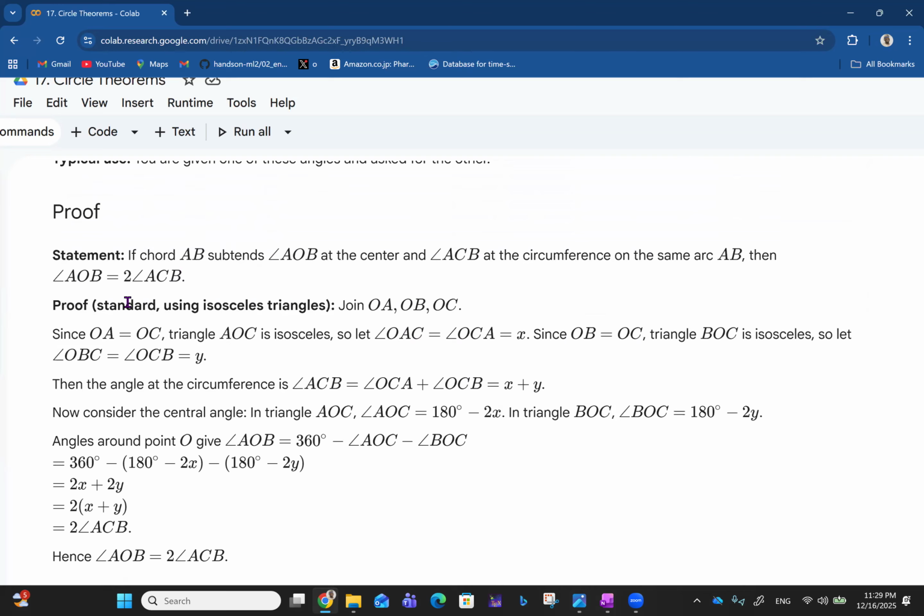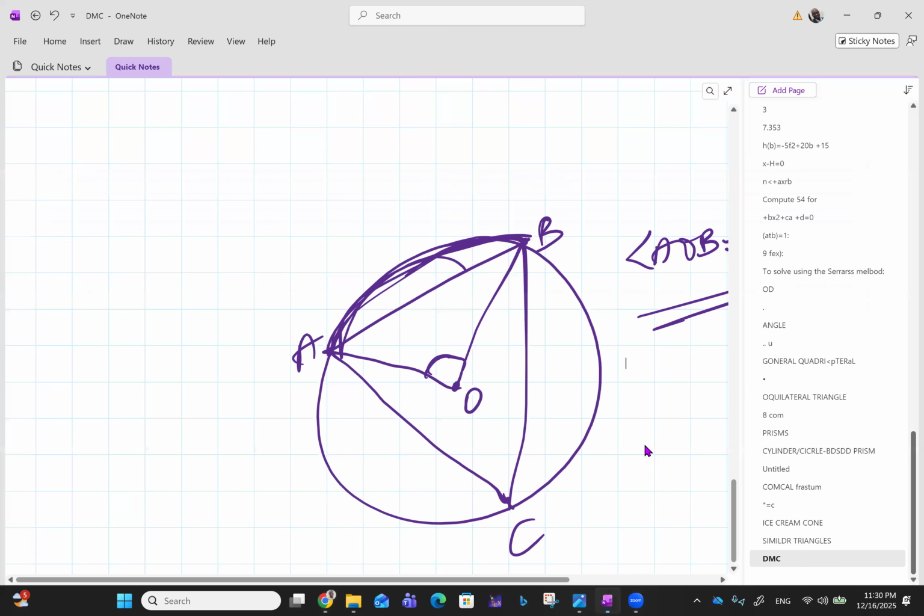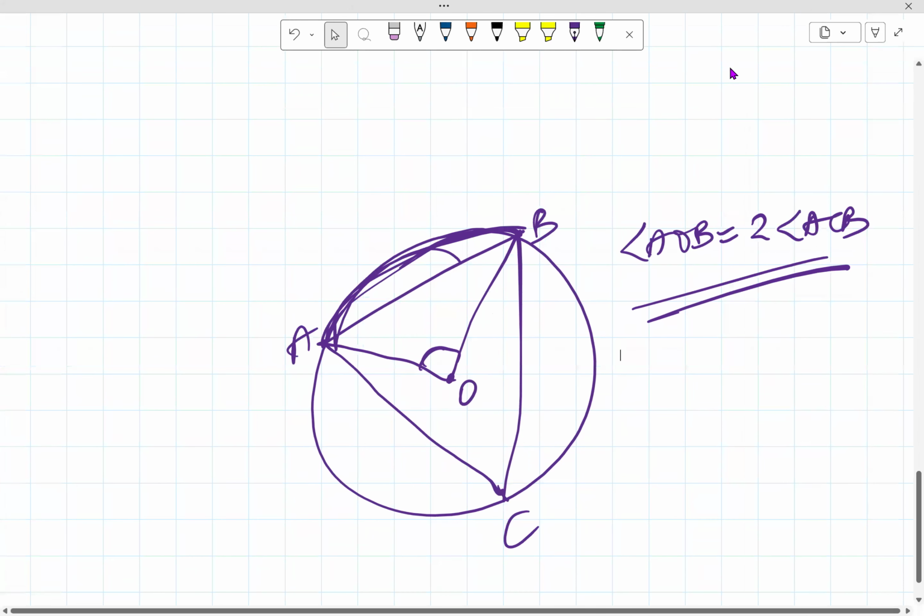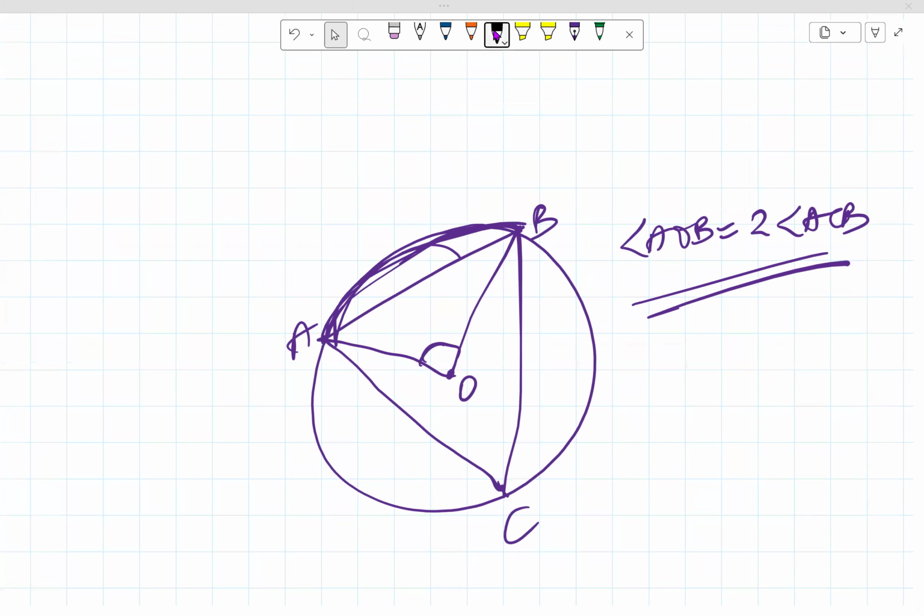So the proof: we can have a standard proof using isosceles triangles. We can join OA, OB, and OC. Since OA is equal to OC, triangle AOC is isosceles. Instead of doing this, I'm going to go through this idea while I demonstrate it practically on the worksheet. So let's go.